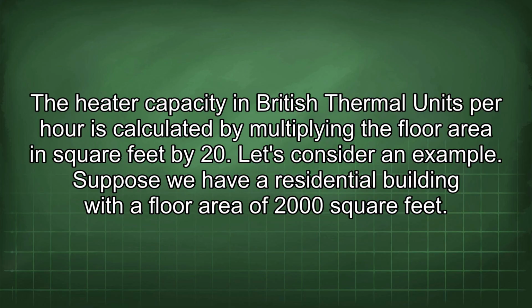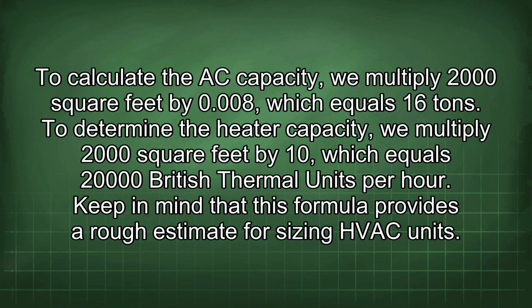Suppose we have a residential building with a floor area of 2,000 square feet. To calculate the AC capacity, we multiply 2,000 square feet by 0.8, which equals 16 tons. To determine the heater capacity, we multiply 2,000 square feet by 10, which equals 20,000 British thermal units per hour.